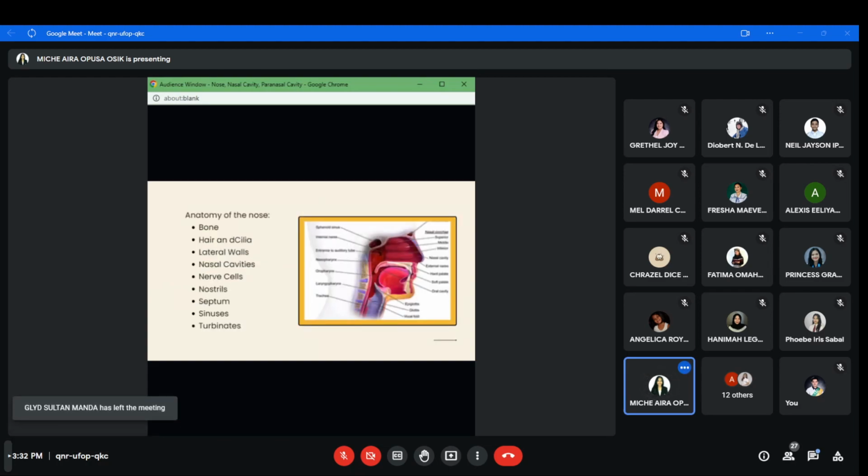So, the hard bridge at the top of your nose, kana siyang sa, kanang hard siya kanang sa baba sa imong nose is, mao na siya ang bone.